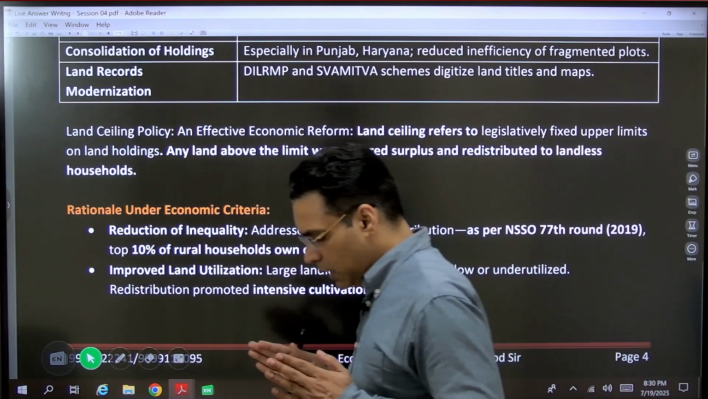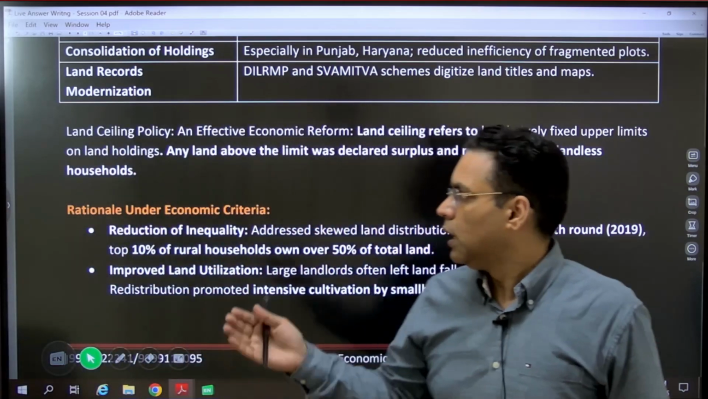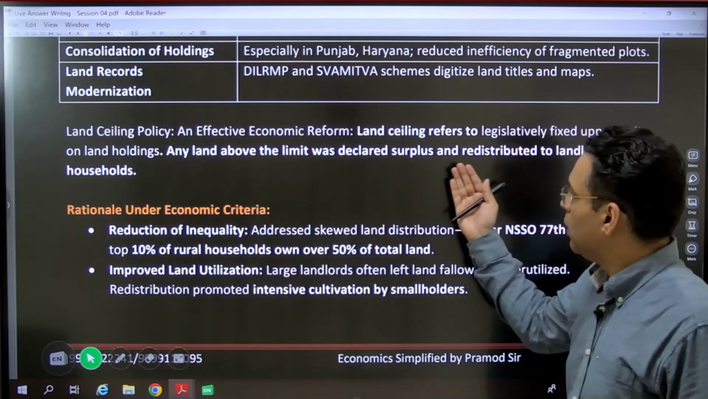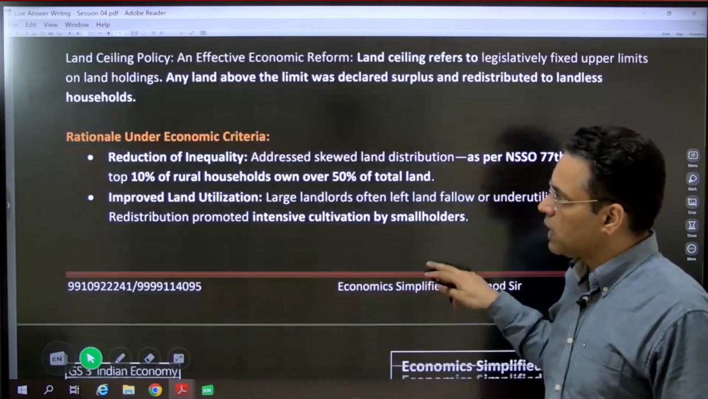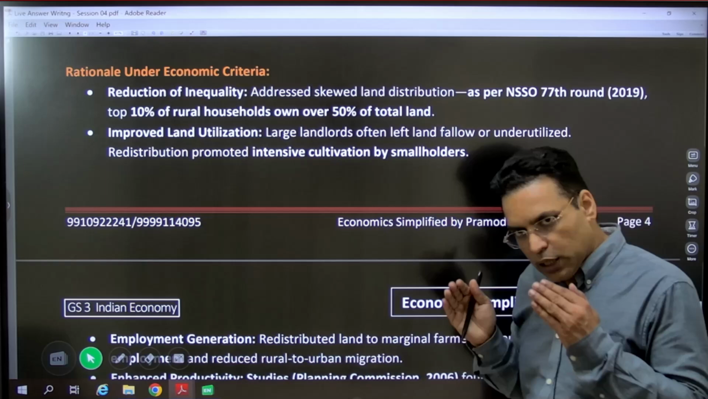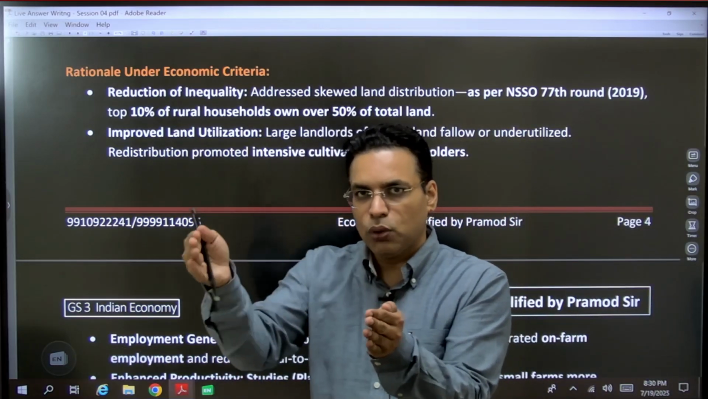So land ceiling में I need to put a ceiling on the land I can own, and any land above was to be declared surplus, and that will be taken by the government of India. What was the rationale? So that the inequality will come down. If I have surplus land, I will put a land ceiling and the inequality will reduce.